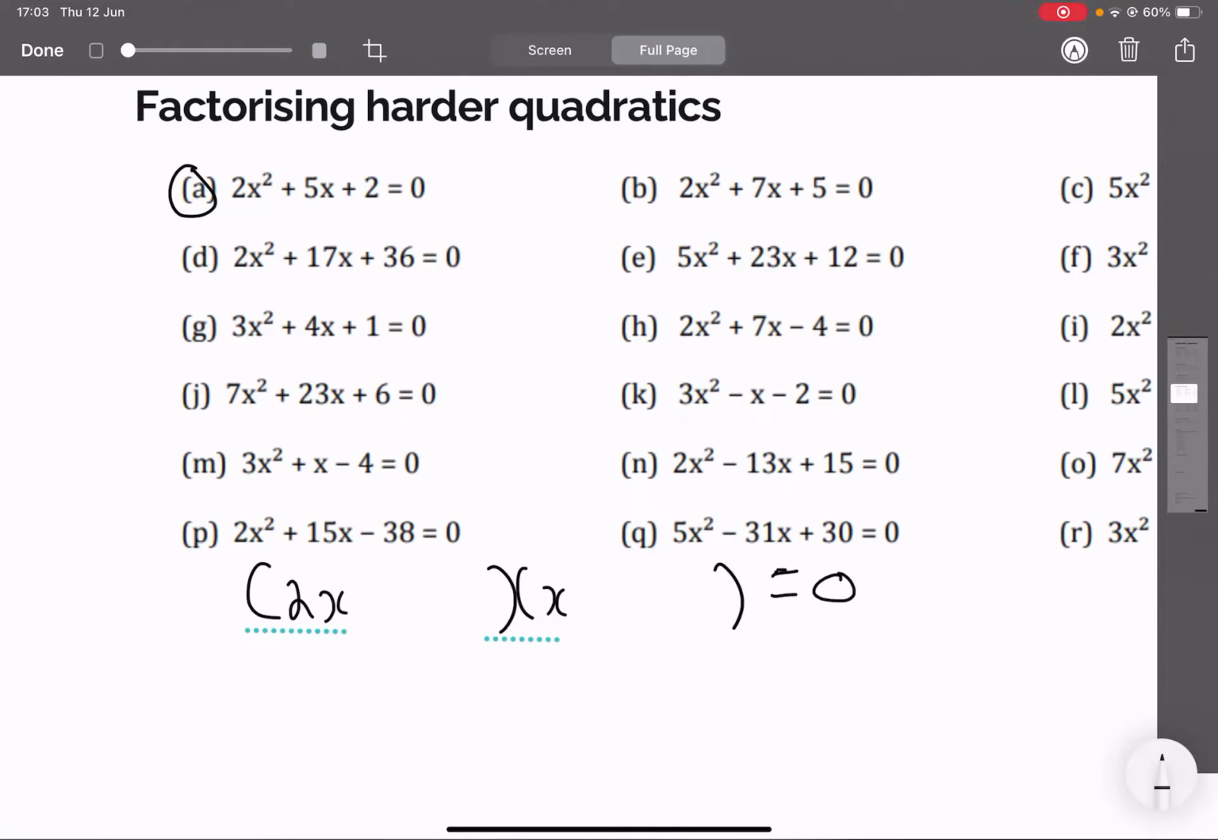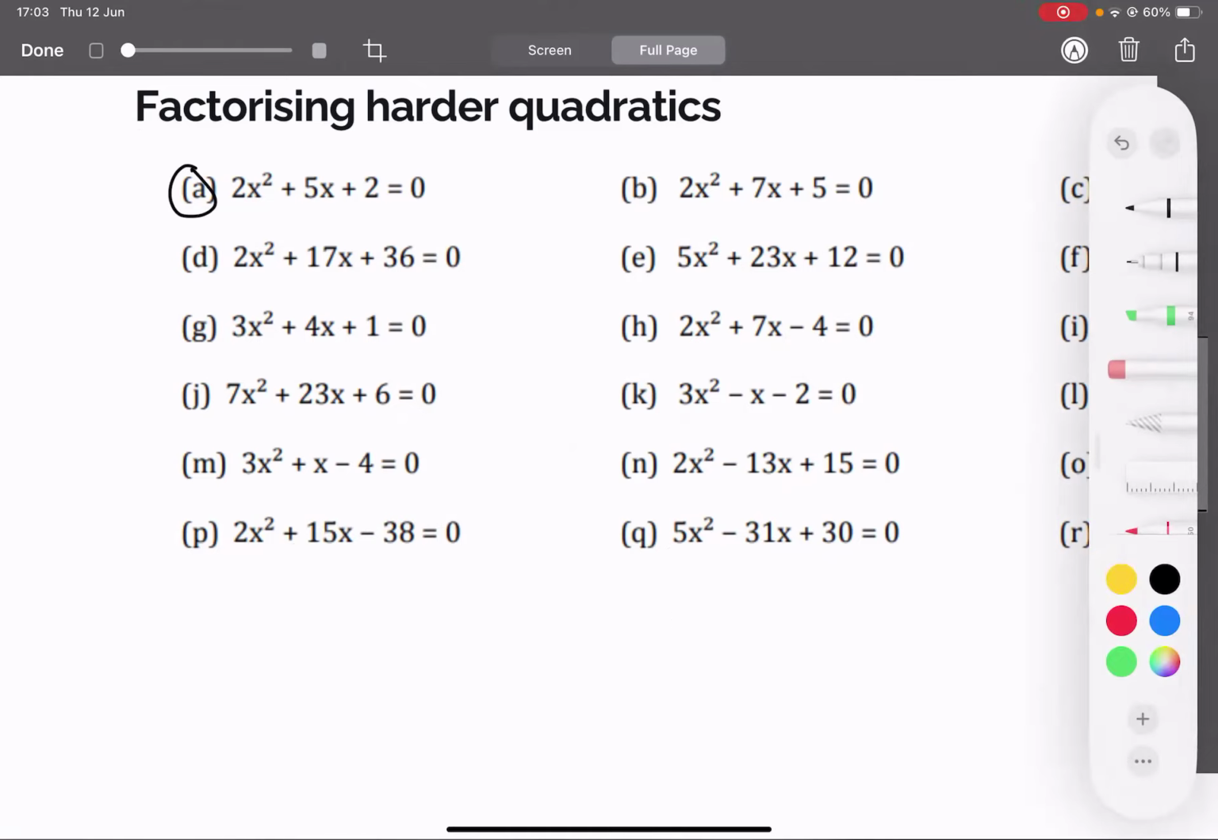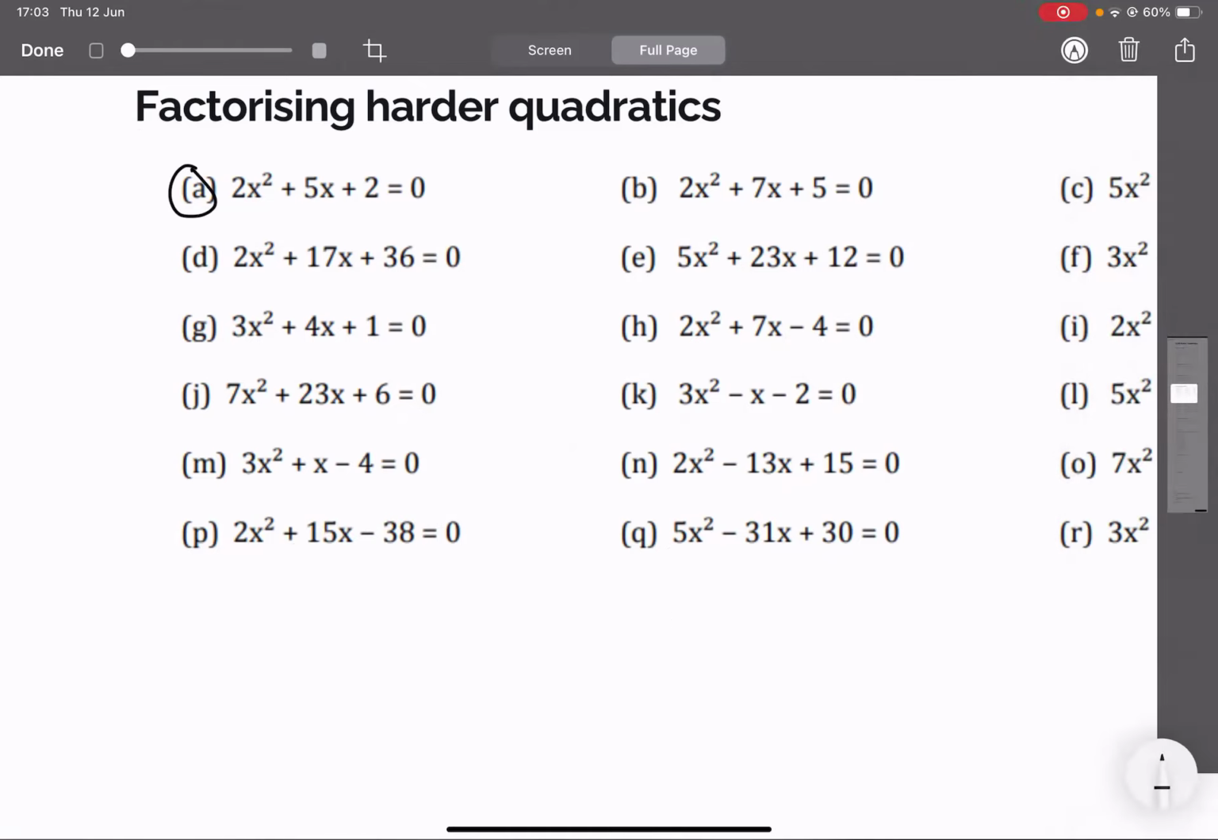Yeah, because when you expand, you're going to get that, that, that, and that. So 2x squared. Yeah. So there's only going to be one factor. They won't make a hard one here. It's just going to be one option. So 2x and x.